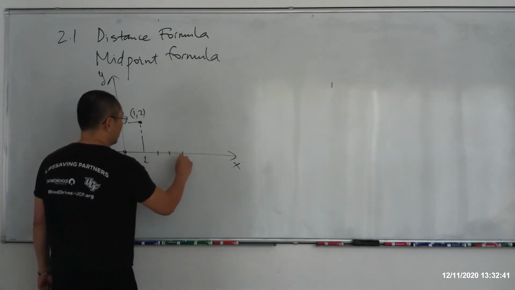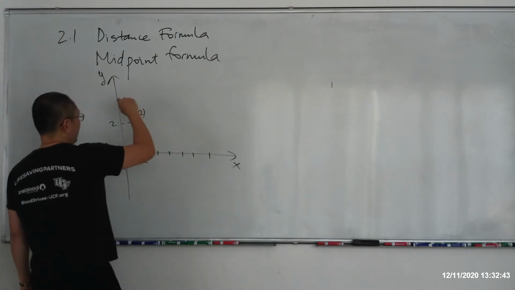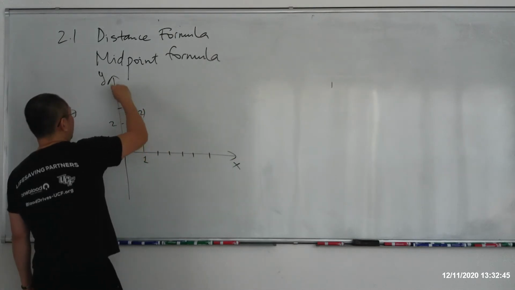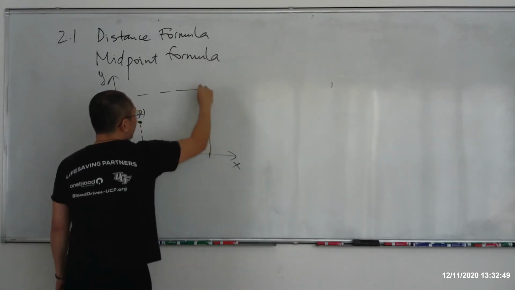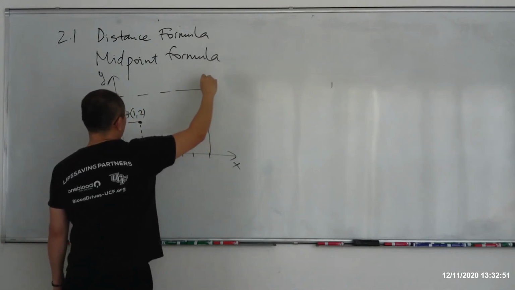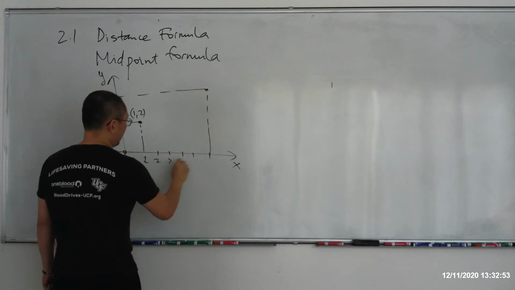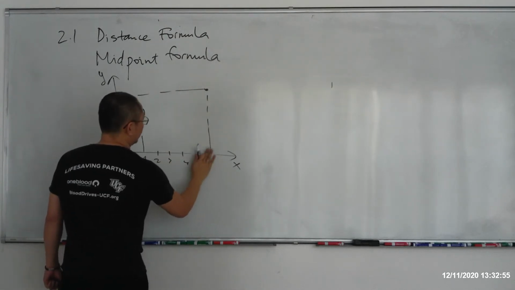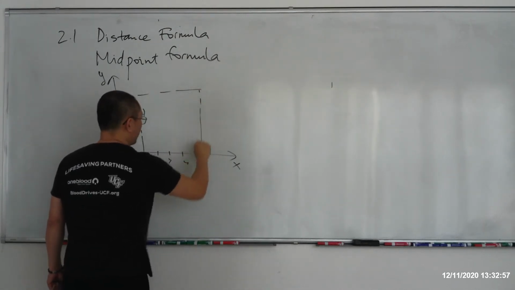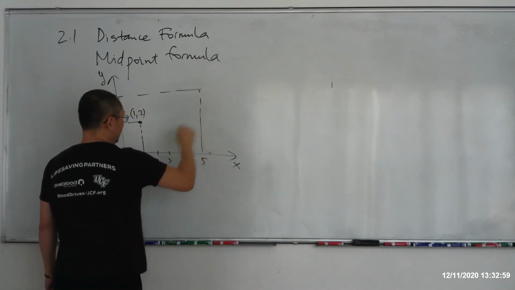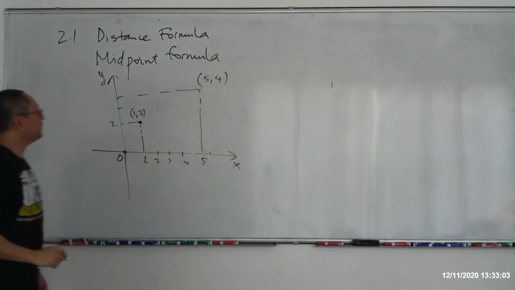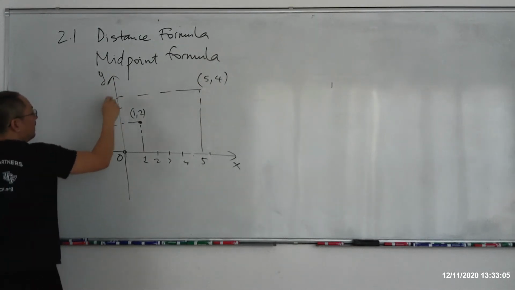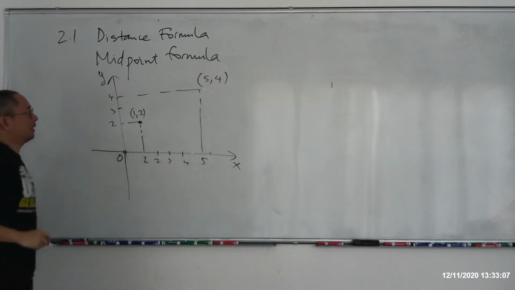1, 2, 3, 4, 5. How about 1, 2, 3, 4, 2, 3, 4. Okay. How about the second point? It is at what? 1, 2, 3, 4. Oh, just 5, right? I say 5. Right, 6, 5. So this point is at (5, 4). 3 right here, 4 right here. Okay.